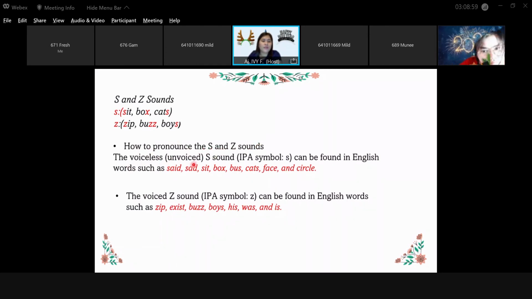The voiceless or unvoiced S sound, IPA symbol S, can be found in English words such as said, sad, sit, box, bus, cats, face, and circle. So that's the S sound, unvoiced. The voiced Z sound, IPA symbol Z, can be found in English words such as zip, exist, buzz, boys, his, was, and is. She is my mom, is. So they have the Z sound for that one.